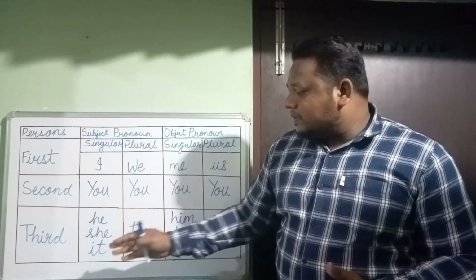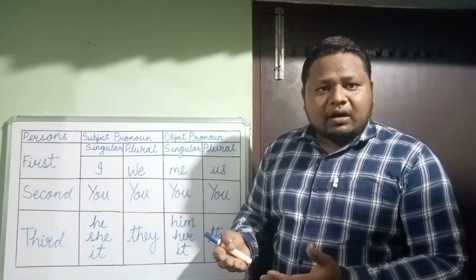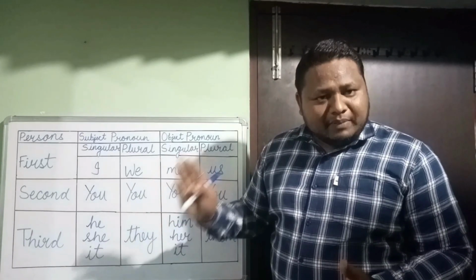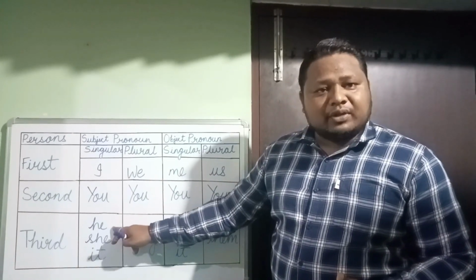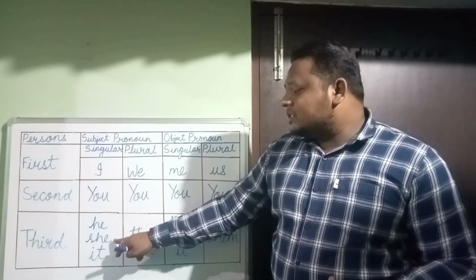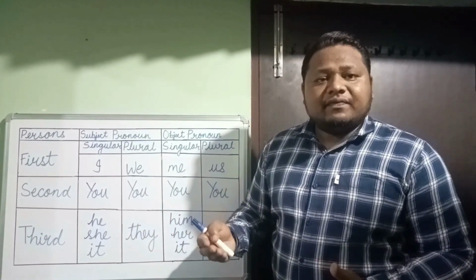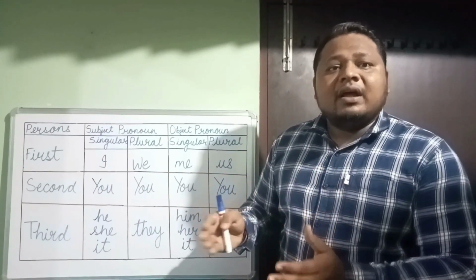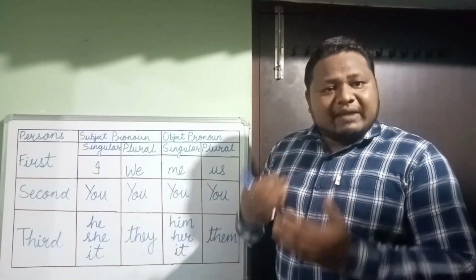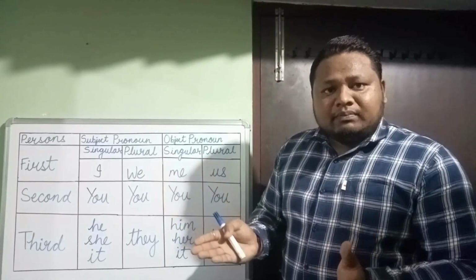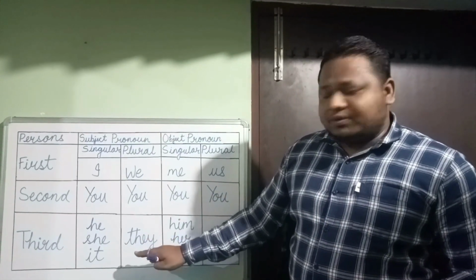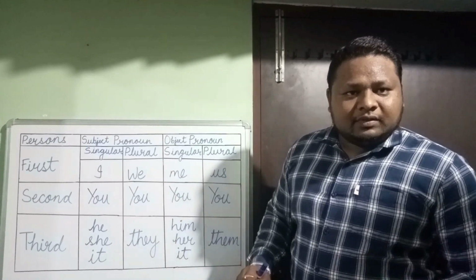The third person could be a boy, a girl, or an object. If the third person is a boy, a male person, then we use the pronoun he. If the third person is a female, we use the pronoun she. And if we are talking about any animal or any object, then we use the pronoun it. And if we are talking about more than one person as a third person, then we use the pronoun they.